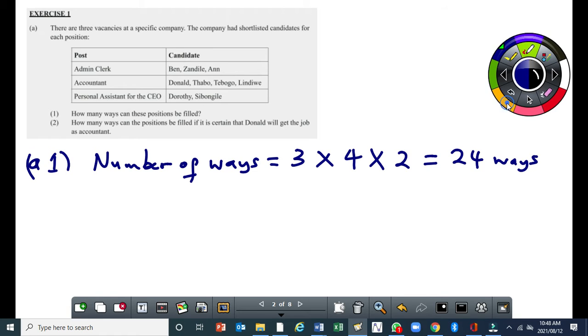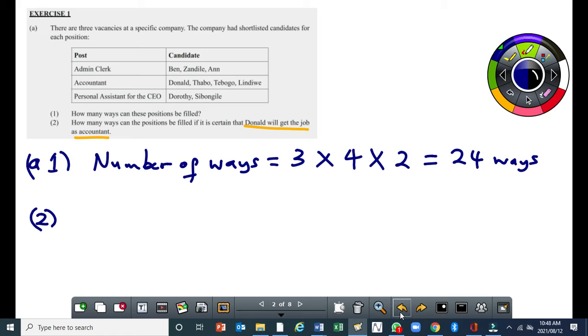And the restriction is that Donald will get the job as an accountant. So it means being an accountant, only one person out of those 4 can take it. Right? So to get the answer for 2, we'll use a technique. Okay, I'm just going to show you this.